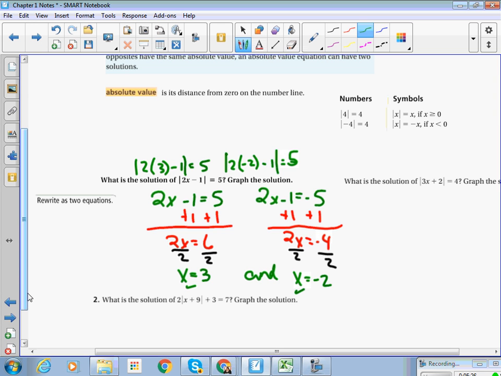So now I'm going to invest the time in actually graphing both of them. I have a number line graphing sheet. I just put the numbers that I want on the number line. So what is the solution? X is equal to 3. And X is equal to negative 2. That's the solution.